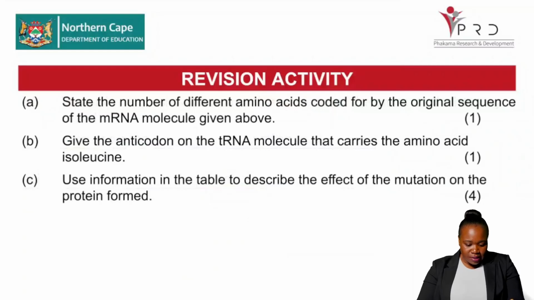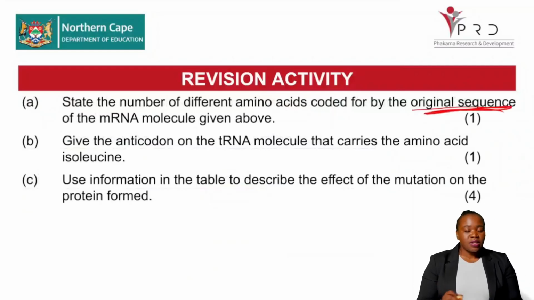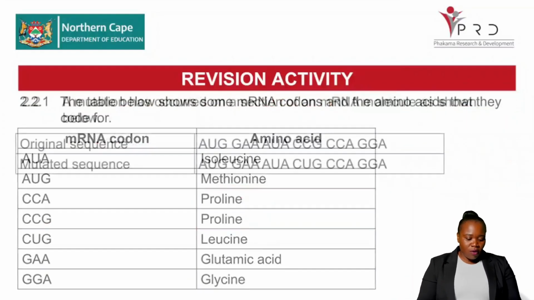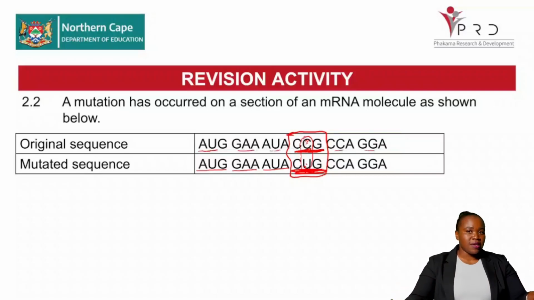Okay, the first one says, state the number of different amino acids coded for by the original sequence of the mRNA molecule given above. Make sure you read your questions. Read that question. It says original sequence, meaning that we're going to look for this on the original sequence. Another thing that you must check, the number of different amino acids, not the number of amino acids. Because if you look for the number of amino acids, you would say 1, 2, 3, 4, 5, 6. That is the number of amino acids, right?